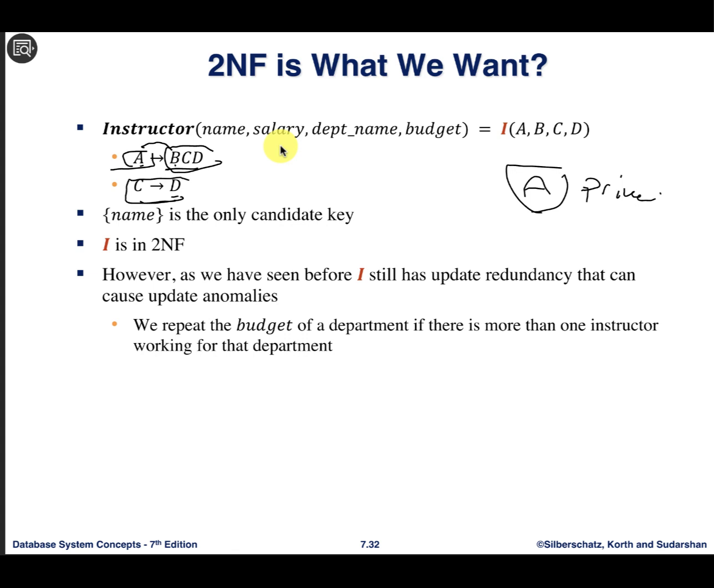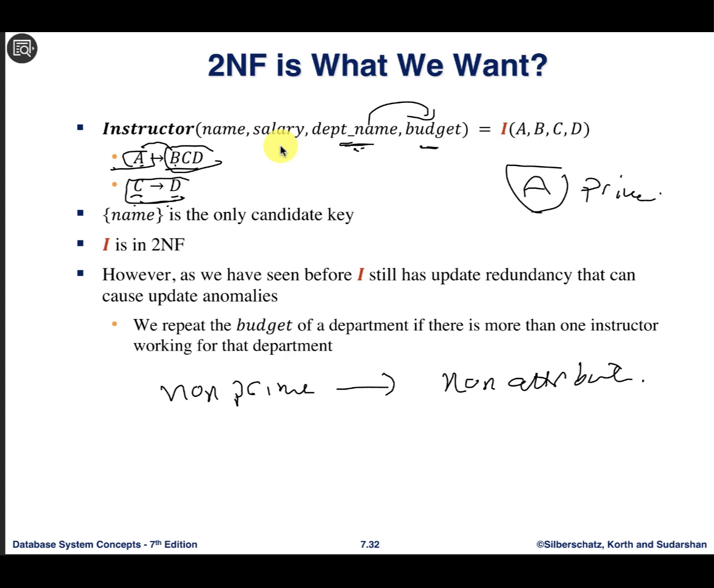You see that what's D and C? Both of them non-prime attributes. So I do have a non-prime attribute determine another non-prime attribute. You see that here, C and D, which is here, the department name is going to determine the budget. Both of them non-prime attributes in this relation. It's in the second normal form. But we still have a problem.